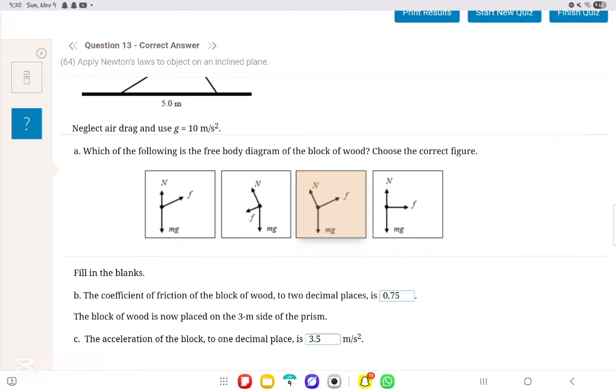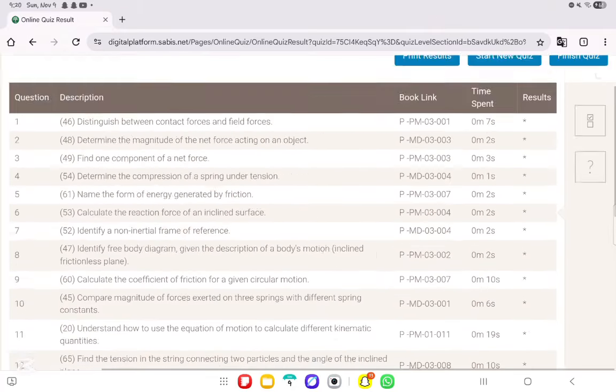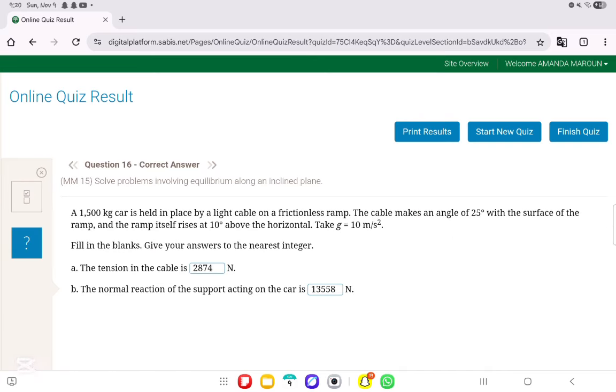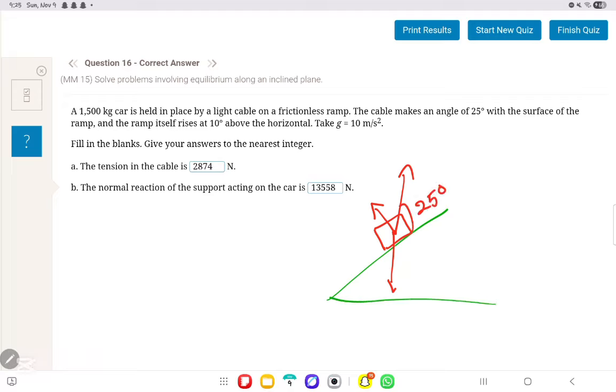We'll move on to question number 16, we don't have 13. What does it say in question number 16? A car is held in place by a light cable on a frictionless ramp. Okay, this is the ramp over here. We have the car. The car has a weight, it has a normal push, it has a friction. But what they told us is very important. The cable makes an angle of 25 degrees with the surface of the ramp, and the ramp itself makes an angle of 10 degrees.